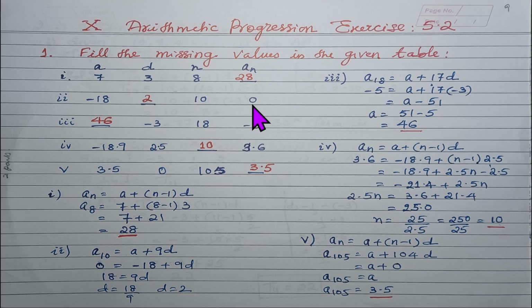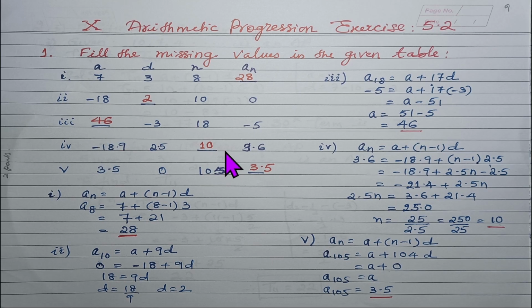Now n is 10 here, so a10 is equal to a plus 9d, and a10 is given as 0, and we have a as minus 18, plus 9d as it is. The 18 is equal to 9d, or d is equal to 18 by 9, and d is equal to 2. And in the third case, we have been given n as 18, so a18 is equal to a plus 17d, and a18 is given as minus 5, and a is not known, we have to find it, plus 17 into minus 3, a minus 51, a is equal to 51 minus 5, and that is equal to 46. So that is the value of a.